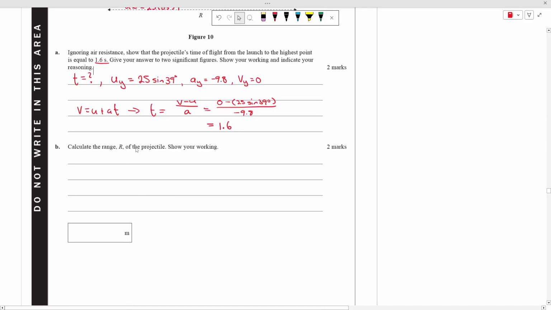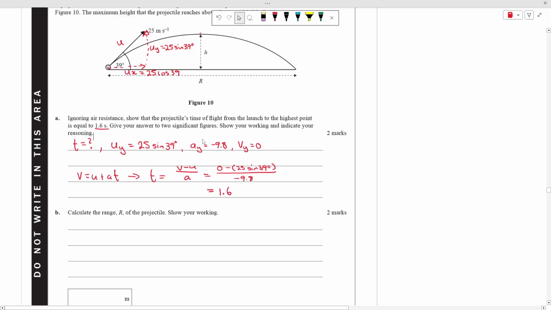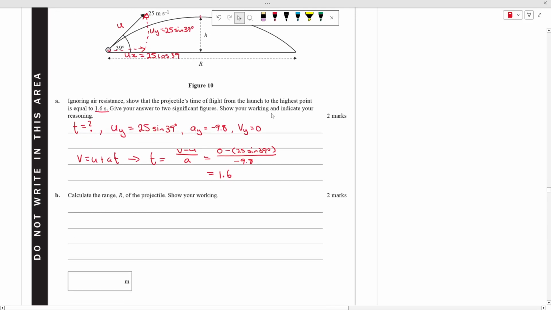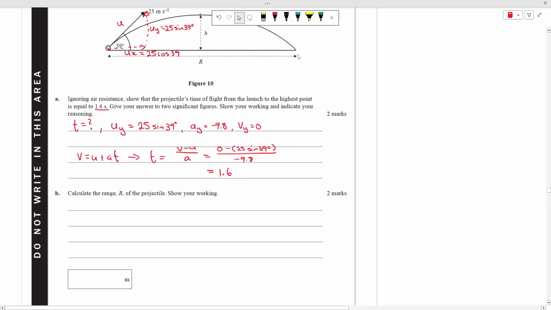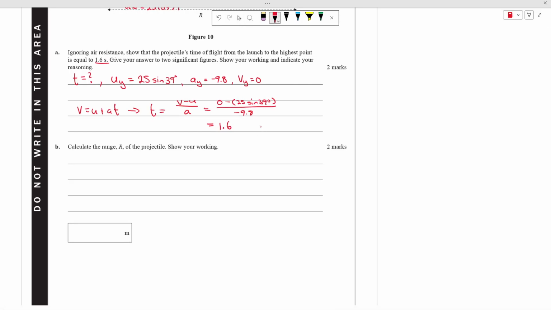B. Calculate the range of the projectile, show your working. Alright, so range. How far horizontally does it travel? Well, what we can do is assume that because there's no air resistance, it takes the same amount of time to go from the top back down to the bottom. So the total flight time is double this, so 3.2 seconds.